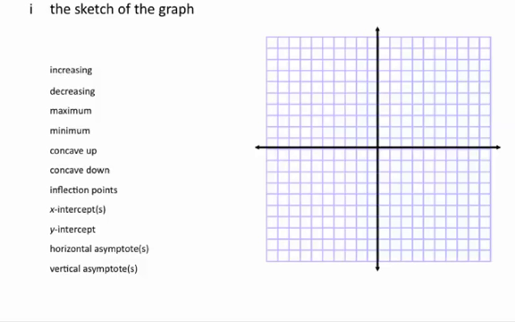We are increasing this function from -3 to 0 and from 0 to infinity. Increasing again means the function is moving upwards. Function's decreasing from -infinity to -3. No maximum, but we have a minimum at -3, -27.